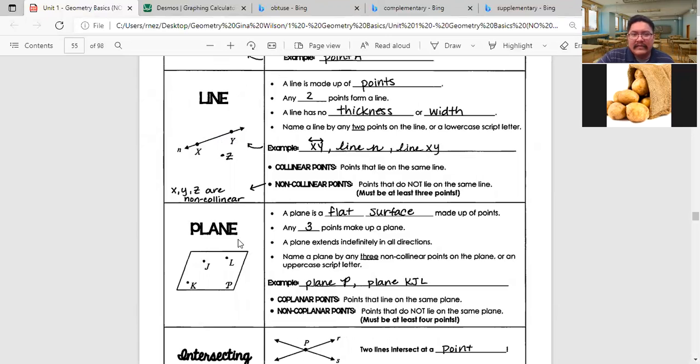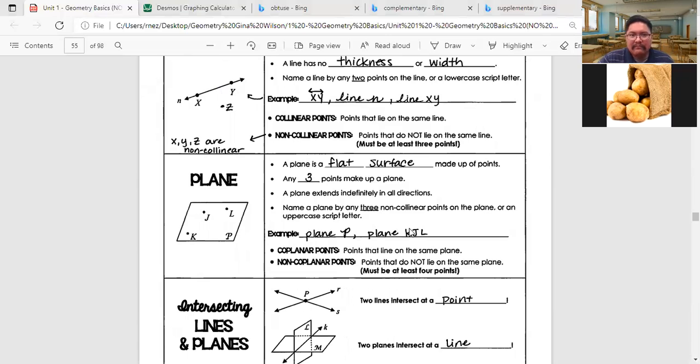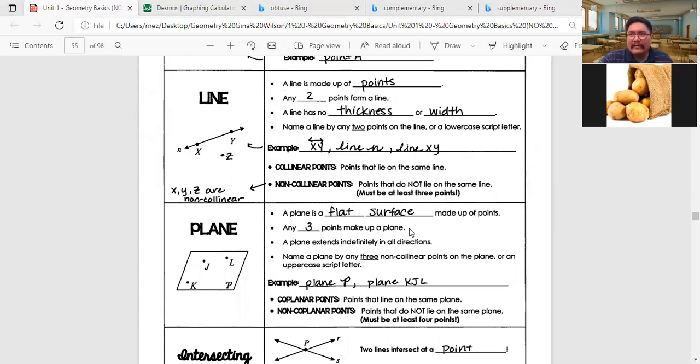All right, plane. So a plane is a flat surface made up of points. So again, think of it like a whiteboard. I think I even have one actually. You know what? I think it's right there. I can see it.